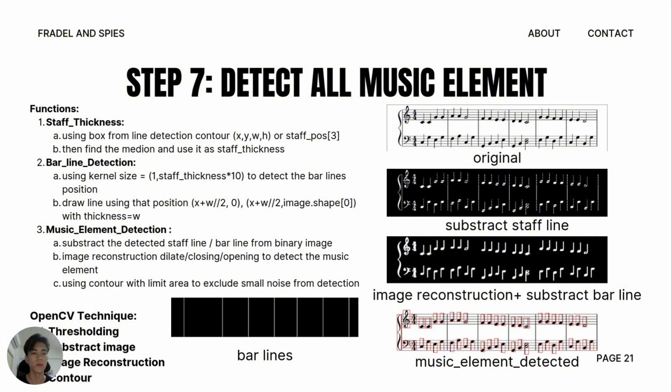The third is music element detection. A, subtract the detected staff line and bar line from the binary image. B, image reconstruction: dilate, closing, and opening to detect the music elements. C, use contour with limited area to exclude small noise from detection. The OpenCV techniques that we use are first, thresholding, second, subtract image, third, image reconstruction, and fourth, contour.